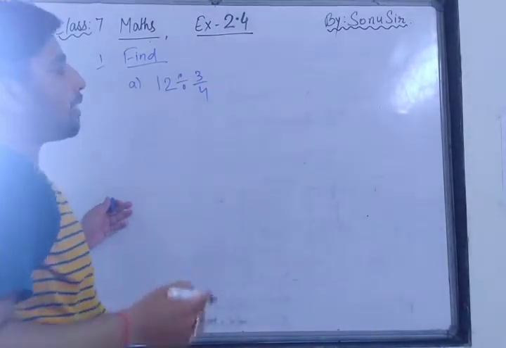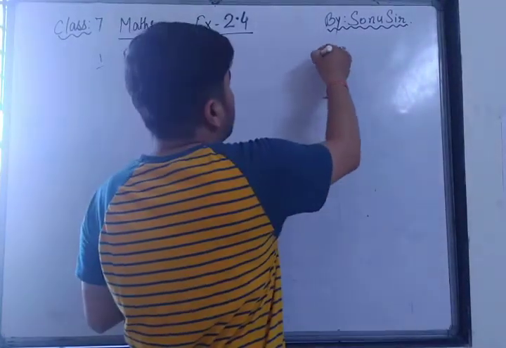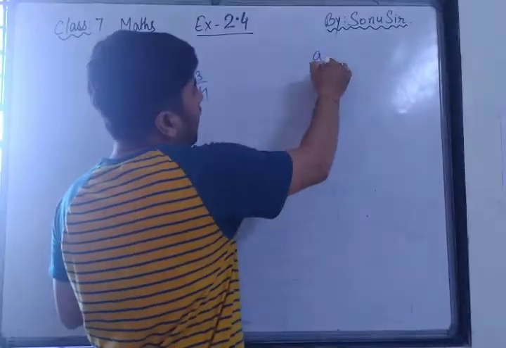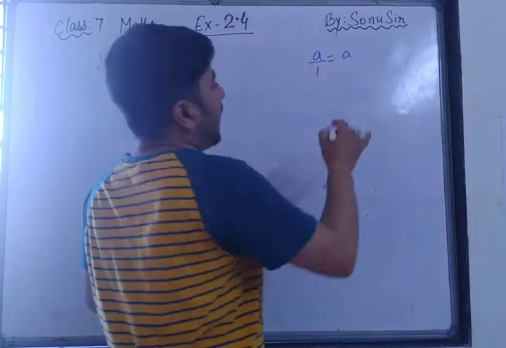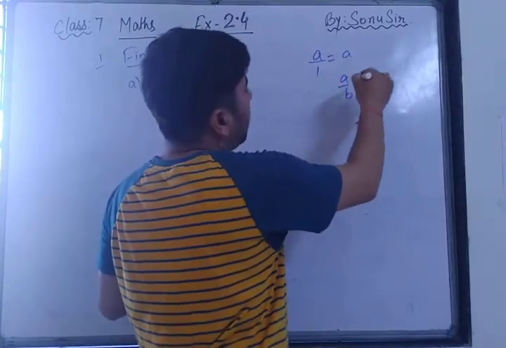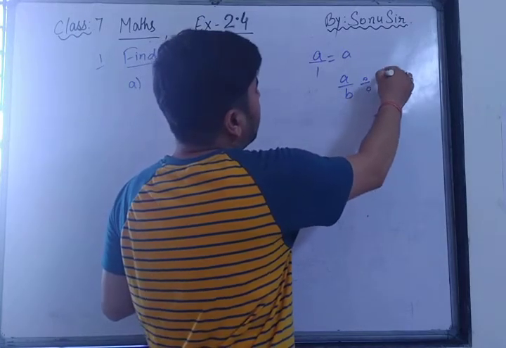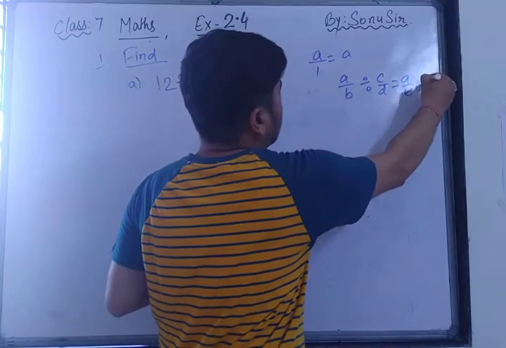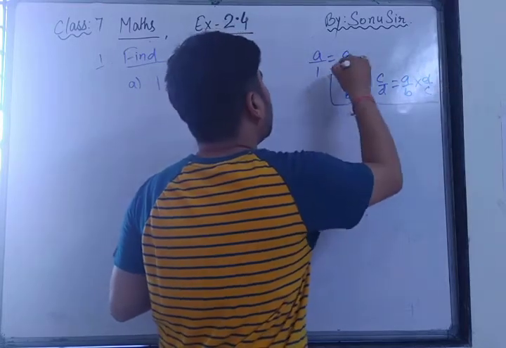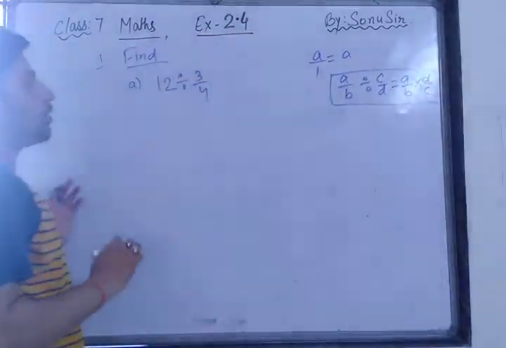Before giving you the concept, remember if any number is there, just suppose A, it means A upon 1, that is equal to A. Got it? So if any numbers, just suppose A by B divided by C by D is equal to A by B into D by C. Remember this concept, okay? According to this concept only we are going to follow here.